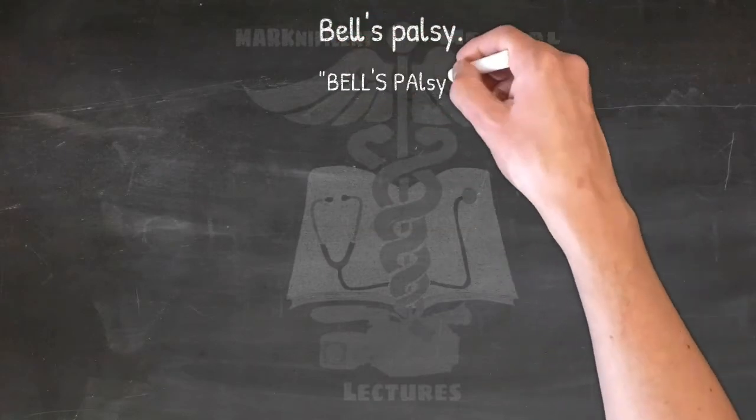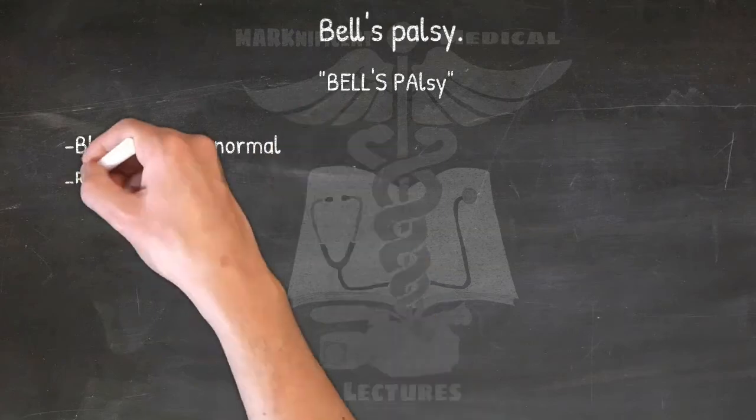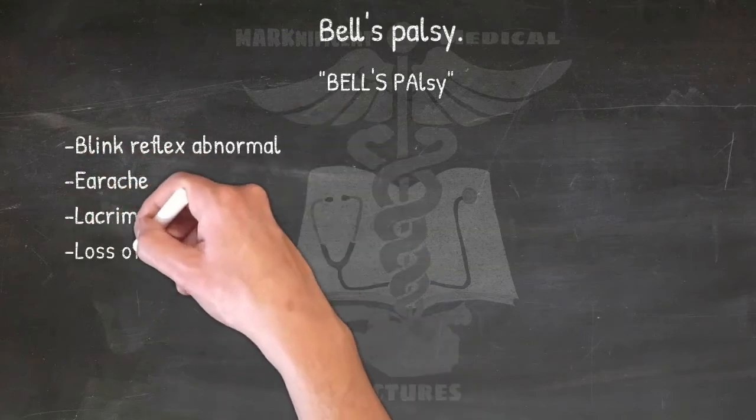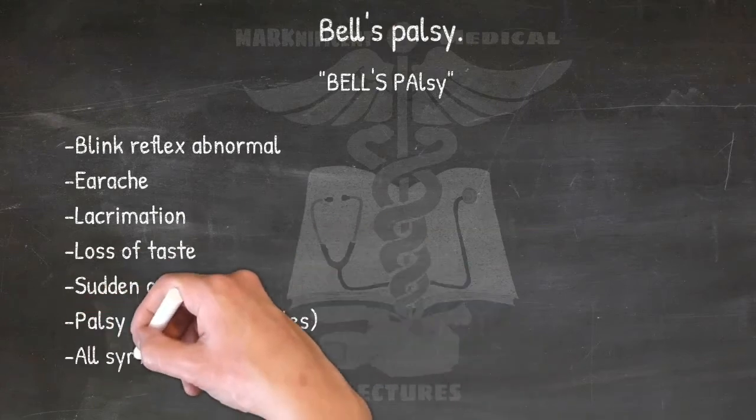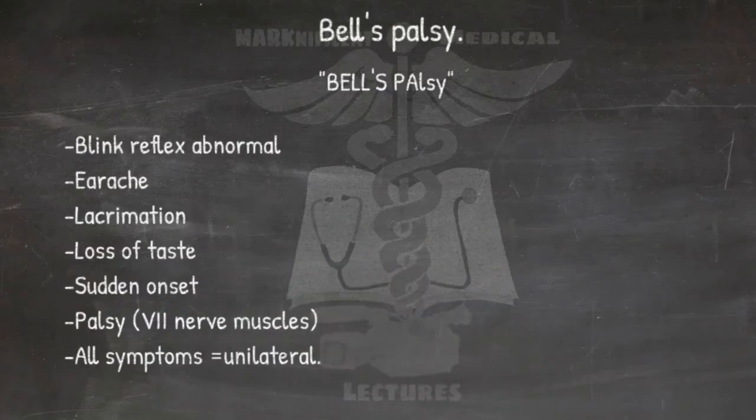Bell's palsy. Blink reflex abnormal, earache, lacrimation, loss of taste, sudden onset, palsy of 7th nerve muscles, and then all symptoms are unilateral.